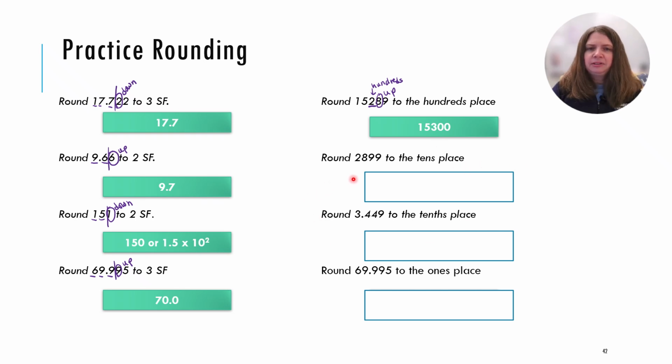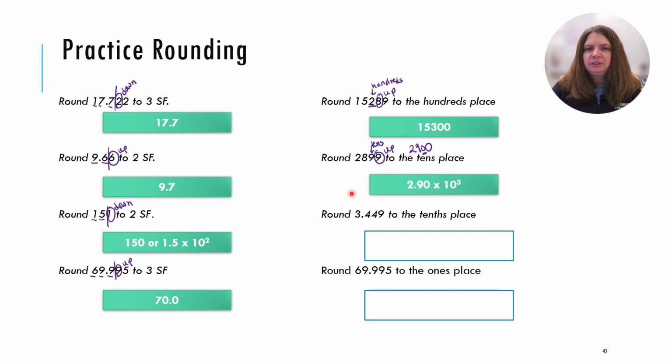Next, round 2,899 to the tens place. The tens digit is 9, and the ones digit is also 9, so rounding up causes multiple carryovers. The result is 2,900. To clearly show that the 0 in the tens place is significant, but the 0 in the ones place is not, we write the result as 2.90 times 10 to the 3.